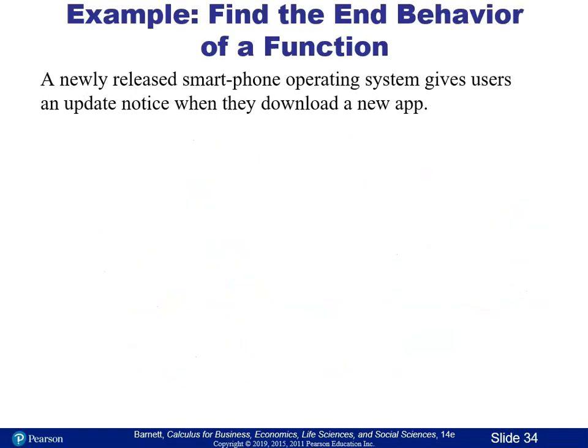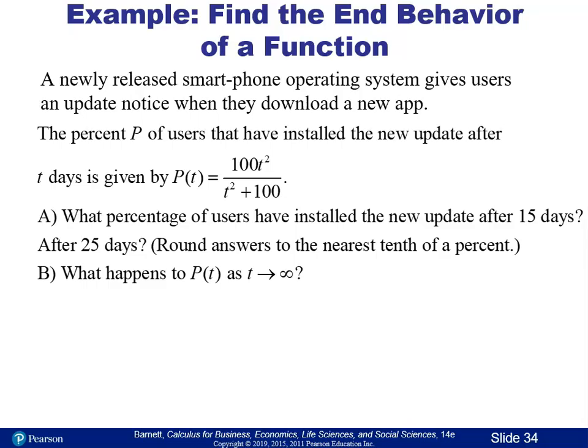All right, our last example here. Newly released smartphone operating systems give users an update notice when they download a new app. And so we have this equation here that gives us the percentage P of users that have installed the new update after T days. So first question, what percentage of users have installed the new update after 15 days? And then again after 25 days.